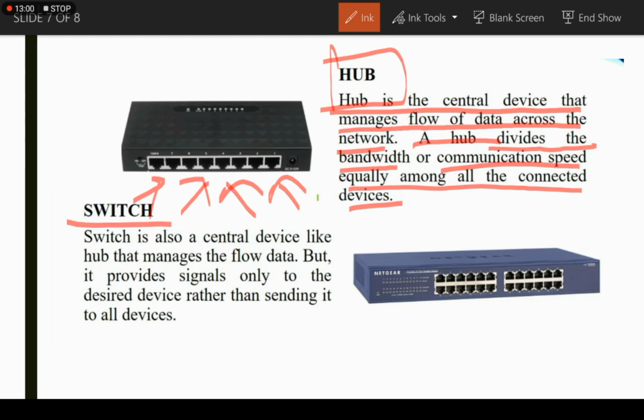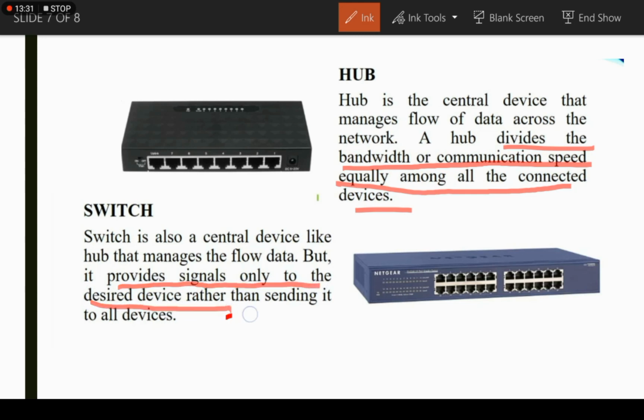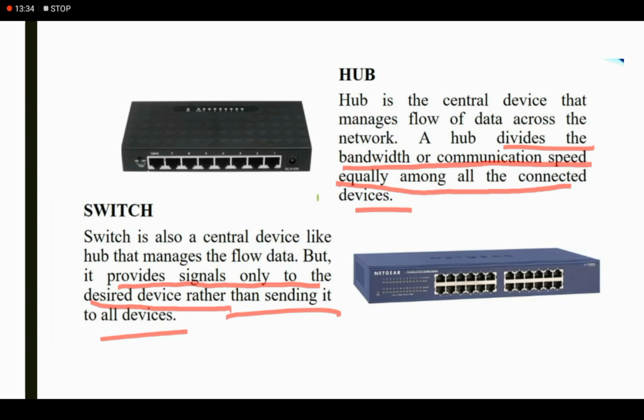Now what is switch? Switch is basically an extended version of hub. Switch is also a central device like hub that manages the data flow, but it provides signals only to the desired device rather than sending it to all the devices. As we can see, the hub divides the bandwidth or communication speed equally among all the connected devices, while the switch provides signals only to the desired device rather than sending it to all the devices. So this is the difference between hub and switch.